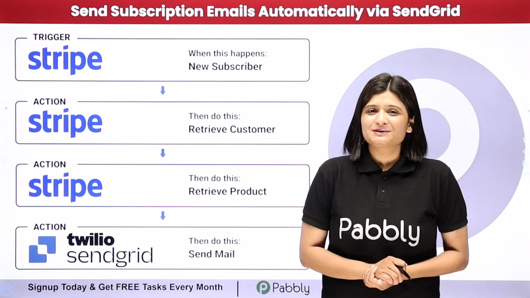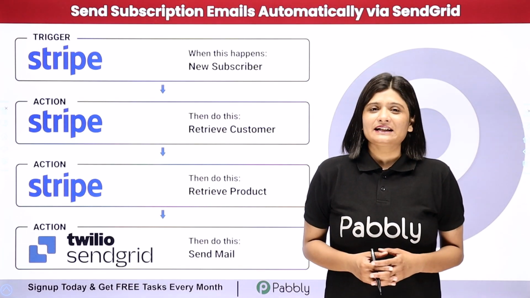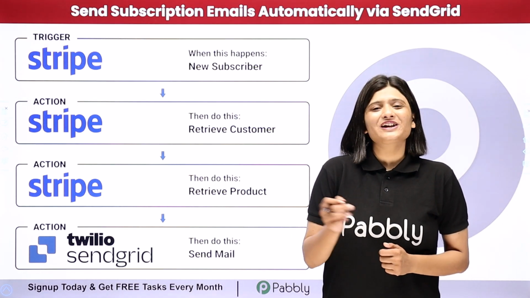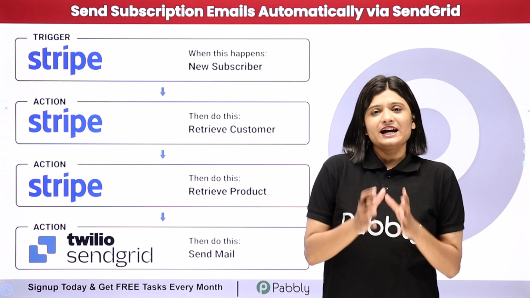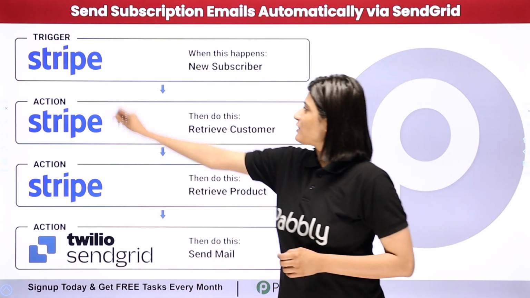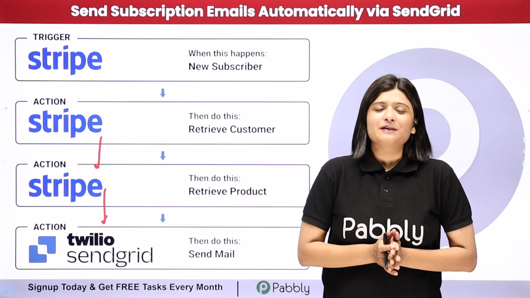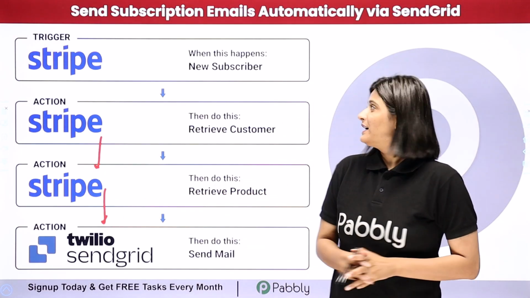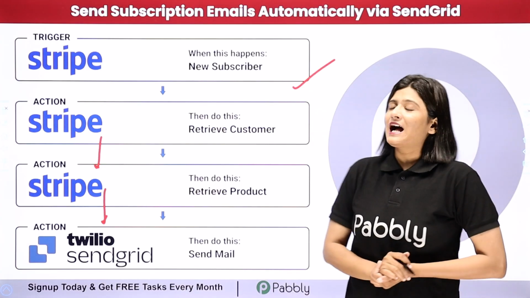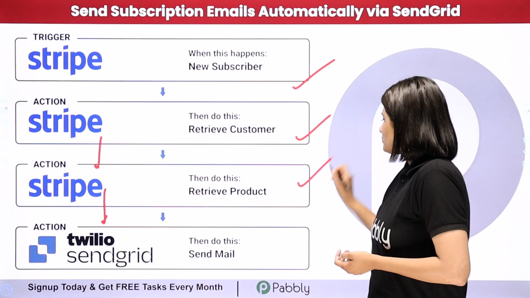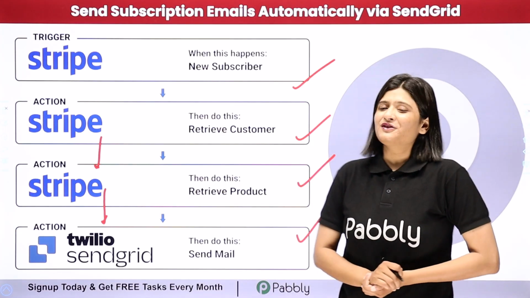automation, I'm going to use Pabbly Connect. So Pabbly Connect is an amazing automation and integration software which requires no coding or programming skills. Here I just need to build connection between Stripe and SendGrid. With the help of Pabbly Connect, I am going to build this connection in such a way that whenever there is a new subscription added in my Stripe, I am going to first retrieve this customer, retrieve the product, and send the mail with the help of SendGrid.